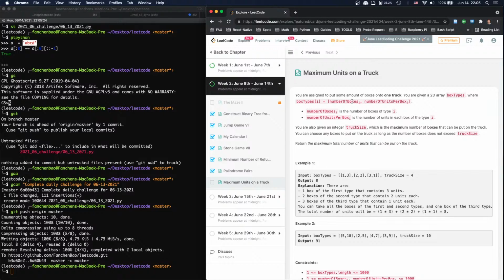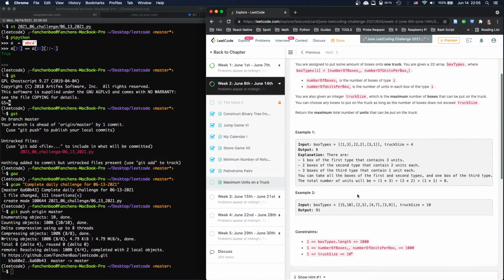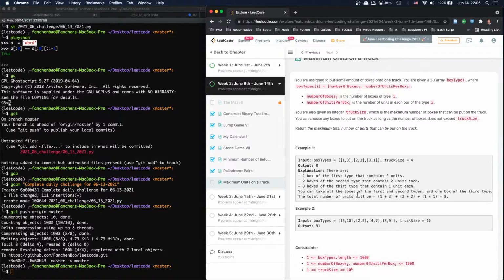One box of the first will contain 3 units, 2 boxes of the second contain 2 units, and 3 boxes of the third item contain 1 unit. You can take all the boxes of the first and second type, and 1 box of the third type. Wait, what's the truck size? Truck size is the number of boxes you can do. Total is 8. Yeah, I think it's like a knapsack problem. But I forgot how to solve a knapsack problem.